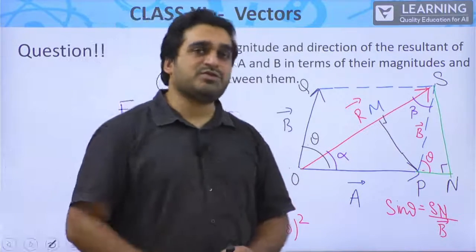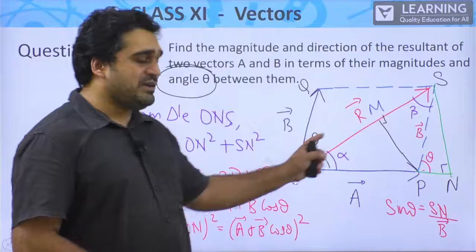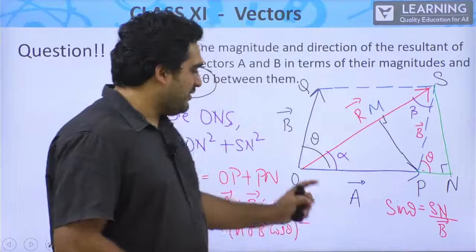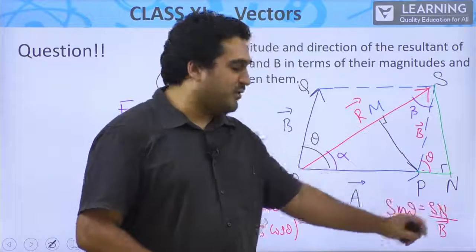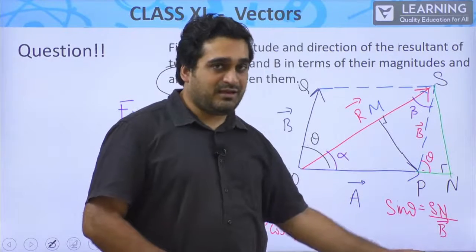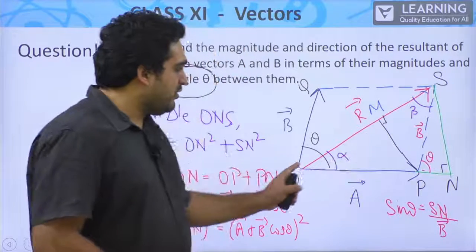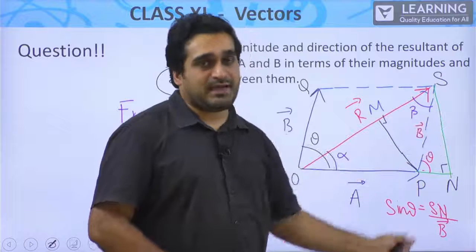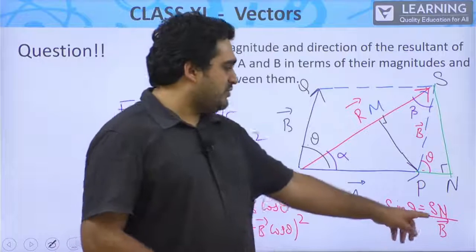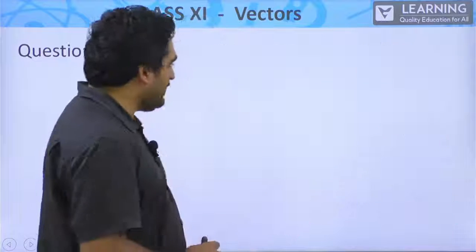Can you identify which one is the common side? Let's try. Is it OS? No. Is it PS? No. Is it ON? No. Is it PN? No. Is it SN? Yes. SN is a common side for both the triangle OSN and PSN. Do we know how to find SN? Yes, we do. Look at it. SN is equal to B sine theta. So let's quickly make note of this.